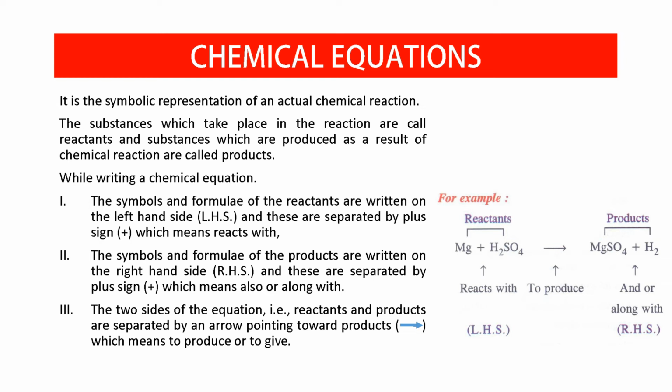For example, magnesium plus H2SO4, that is sulfuric acid. These are reactants, so they are written on the left hand side, and the plus sign between magnesium and sulfuric acid means they are going to react with each other. And you can see the arrow between reactants and products. So MgSO4 plus H2 is the product. This is the reactant side and this is the product side, and in between there is an arrow. So this is the chemical equation, and you can understand how we write a chemical equation. This is the format for writing a chemical equation.